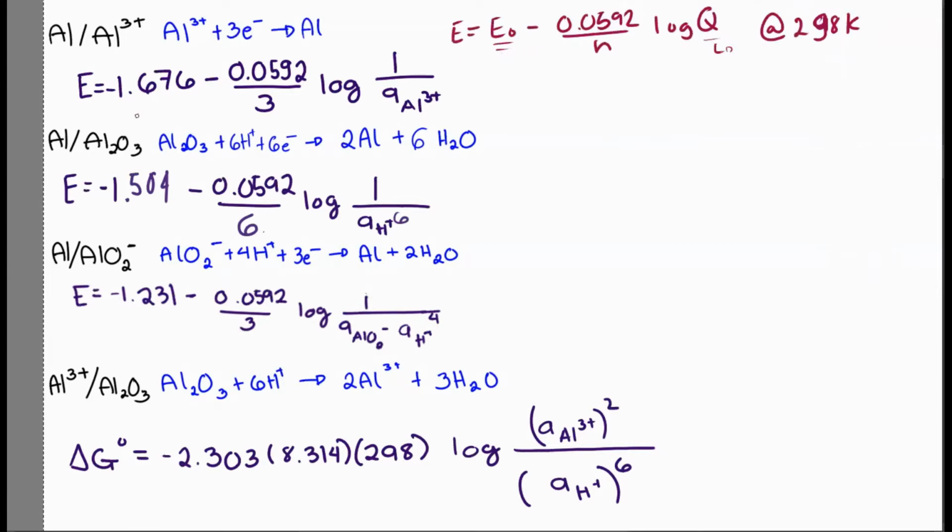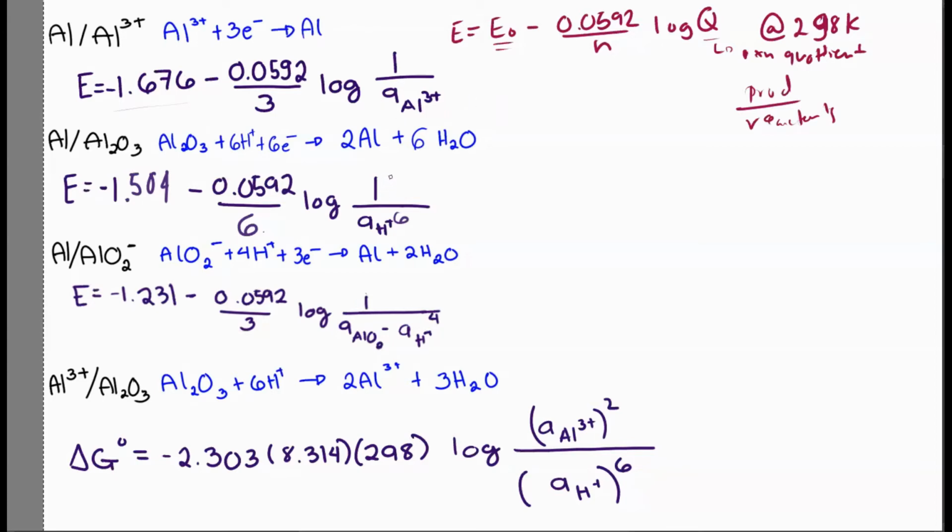So E is equal to E naught minus 0.0592 over N, the number of electrons being transferred in our reaction, times the logarithm of Q. Q is your reaction quotient. This is similar to your equilibrium constant: the products over reactants. So for this one, Al3 plus plus 3 electrons to form Al. The product is Al, which has an activity of 1. Electrons have an activity of 1. So we only have Al3 plus, an ion, so this is just the activity of Al3 plus, which becomes the concentration of Al3 plus.